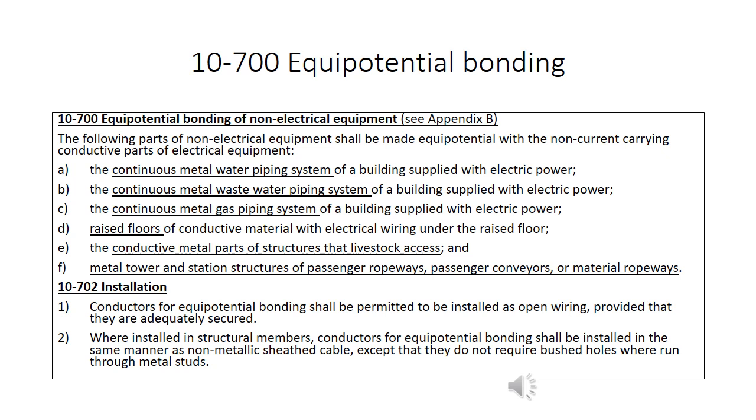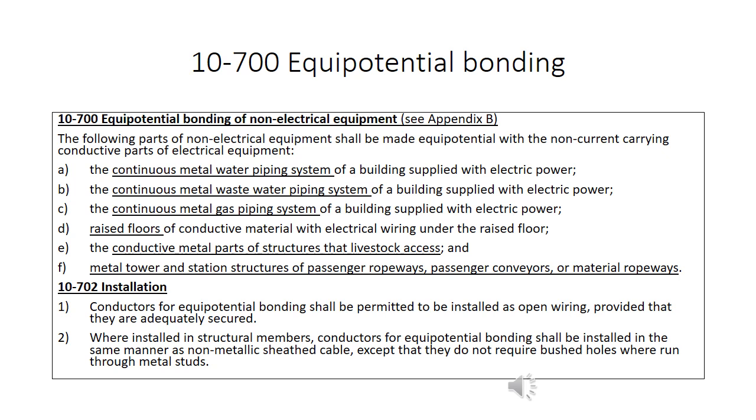10.700 is not new to the BC Electrical Code, but the heading Equal Potential Bonding clearly is. 10.700 Subrule A through F inform you as to what non-electrical, non-current carrying conductive parts require equal potential bonding. So 10.700, equal potential bonding of non-electrical equipment. The following parts of non-electrical equipment shall be made equal potential with the non-current carrying conductive parts of electrical equipment.